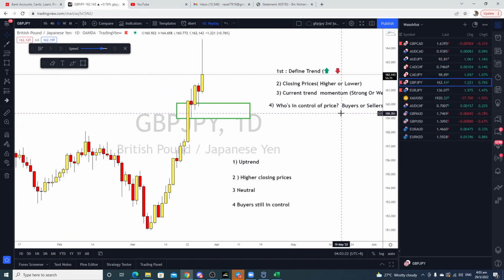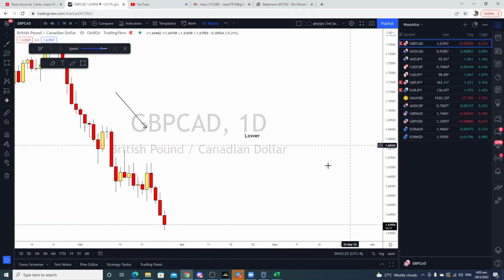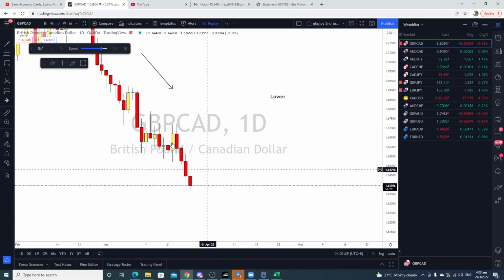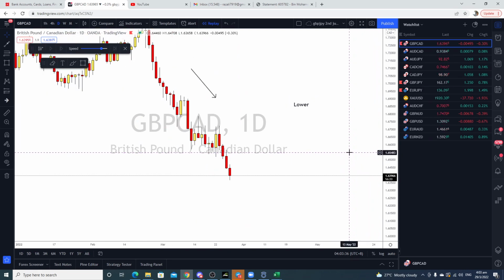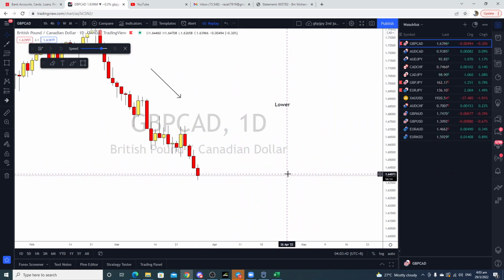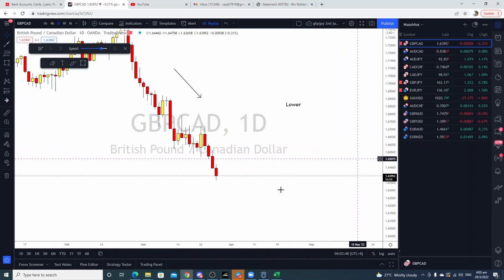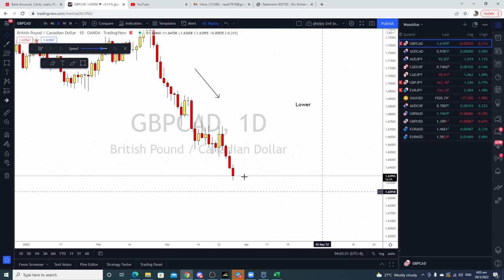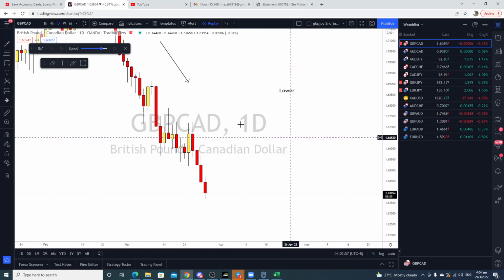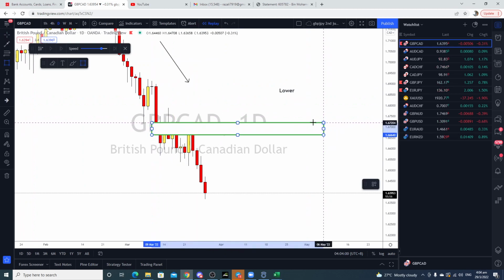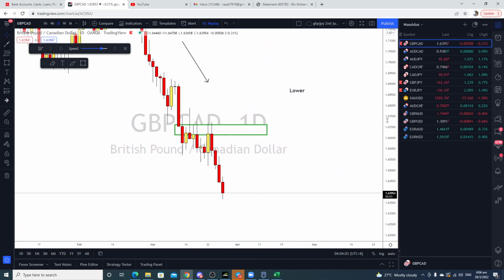Number 3, current trend momentum strong or weak. If you look at the momentum right now, it looks to be weak. So in this case for pound cad, I will not look for a sell, definitely, not yet at this point of time. For me, if I want to look for a sell, it has to be back at the previous high where the market had problems coming to.